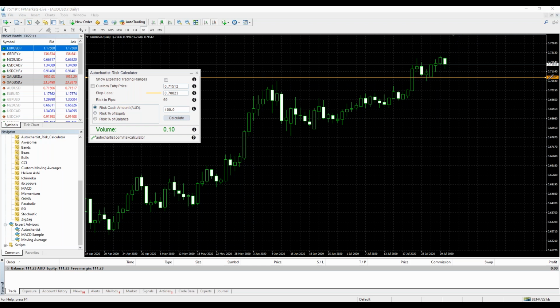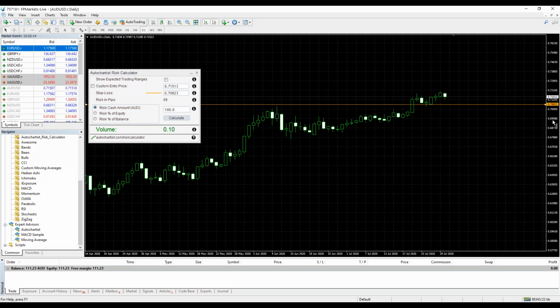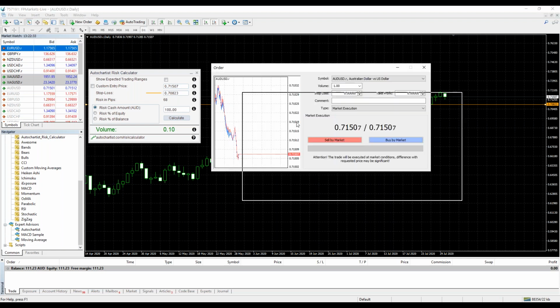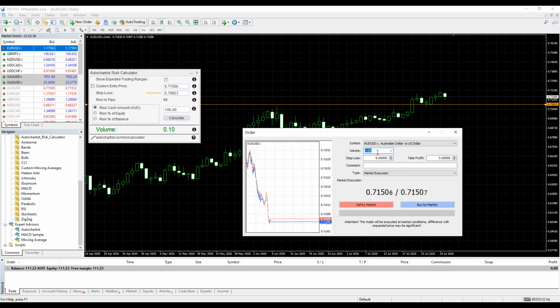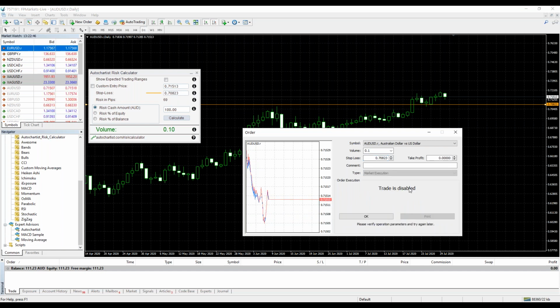So I set my stop loss over here, and then I would click calculate. I would say I want to risk $100 on this trade. Of course, this is unreasonable because I only have $100 in my account, but let's say I had $1,000 in my account, and it would calculate for me how much volume to trade, right? So if I had to take a position right now, I would trade 0.1 lots with a stop loss over here, right? And if I buy in the market, obviously I can't trade, my trading is disabled.